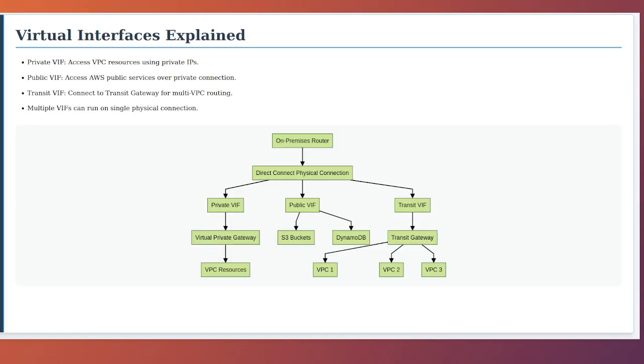The diagram illustrates how these virtual interfaces work together. Starting from your on-premises router, a single physical Direct Connect connection can carry multiple VIFs simultaneously. A private VIF connects to VPC resources through a virtual private gateway. A public VIF provides access to AWS public services. And a transit VIF connects through Transit Gateway to access multiple VPCs and potentially other Direct Connect connections.